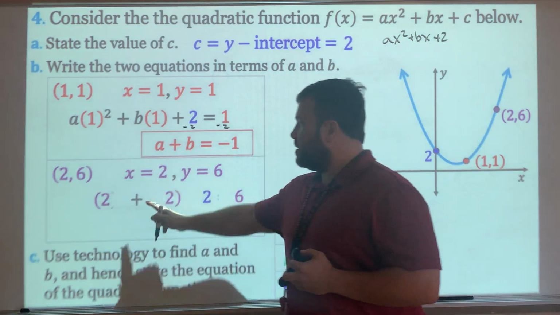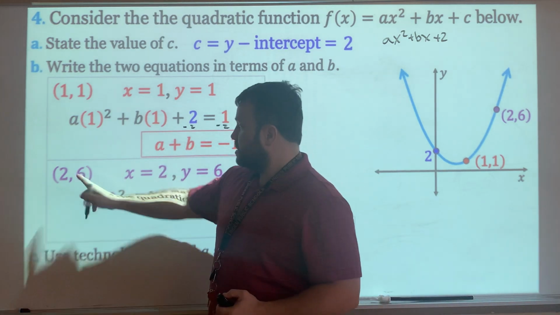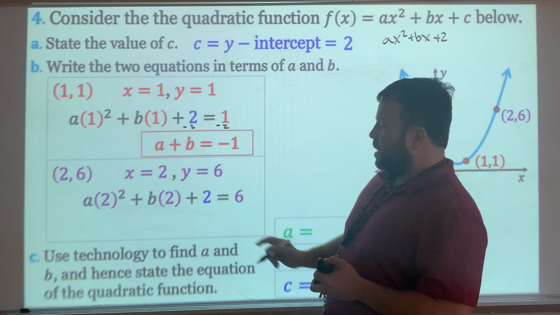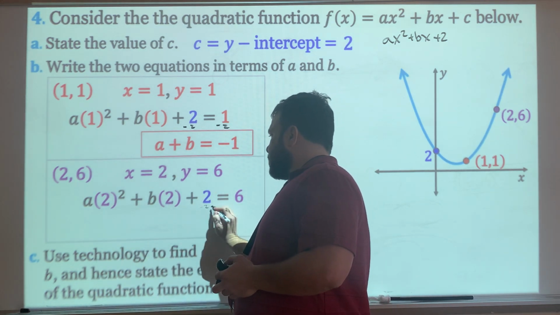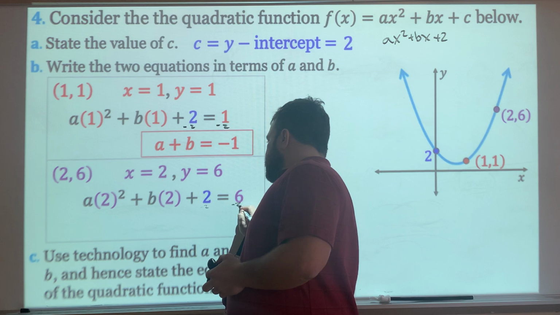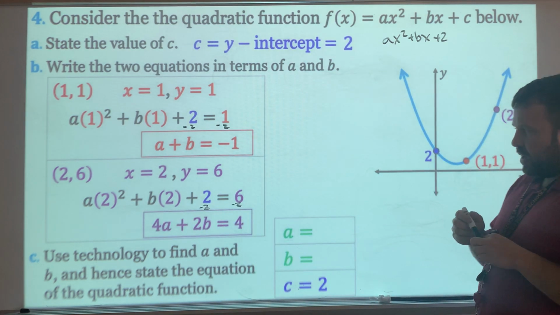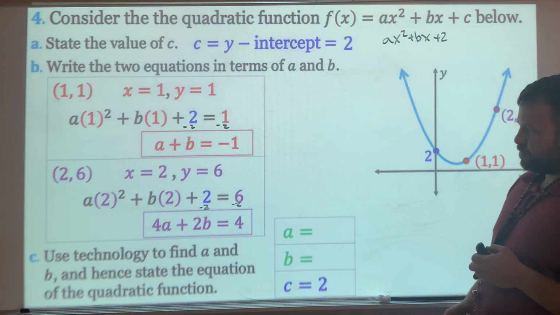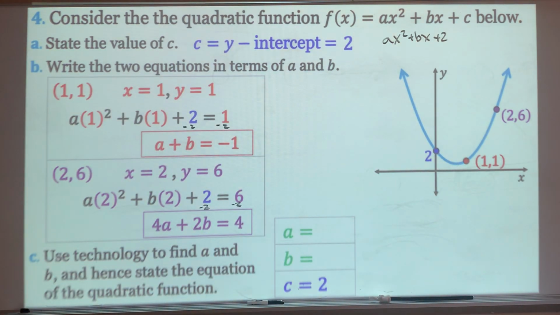A times 2 squared plus b times 2 plus 2 equals your y, which is 6. 2 squared is 4. 4a plus 2b, we're going to subtract 2 from both sides. And 6 minus 2 is, you got it, 4. So it's 4a plus 2b equals 4. Take those equations, and now we're going to use our technology.